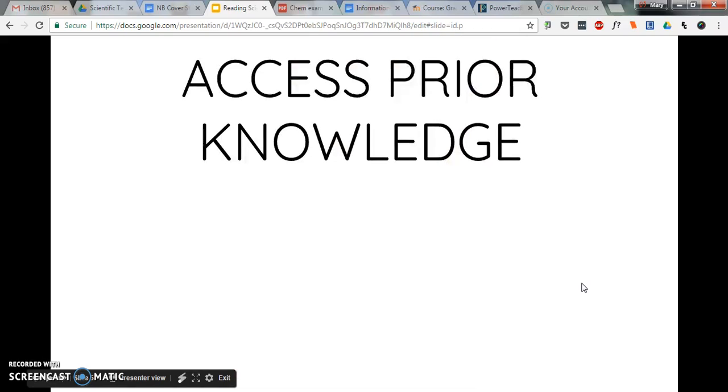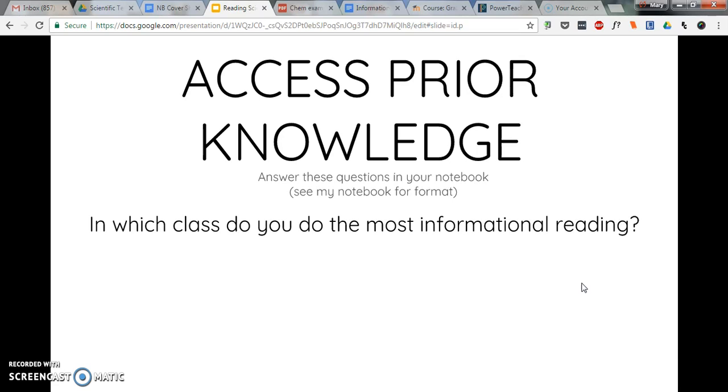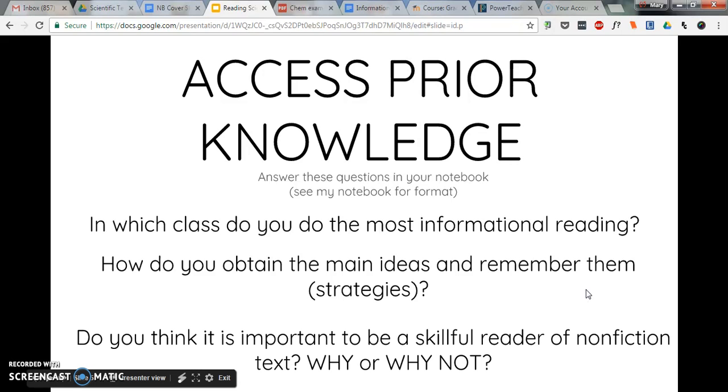Okay, well, what do we already know about this? Well, probably a lot. I want you to think about, in which class do you do the most informational reading? How do you obtain the main ideas and remember them? What strategies do you already use? It could be strategies done before reading, during reading, or after reading. Do you think it is important to be a skillful reader of nonfiction text?